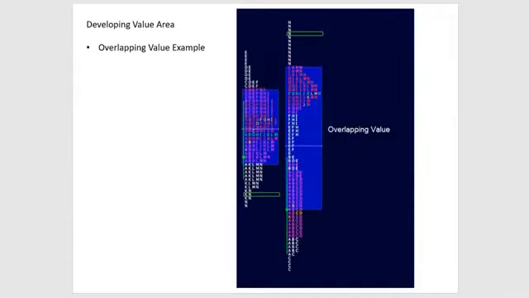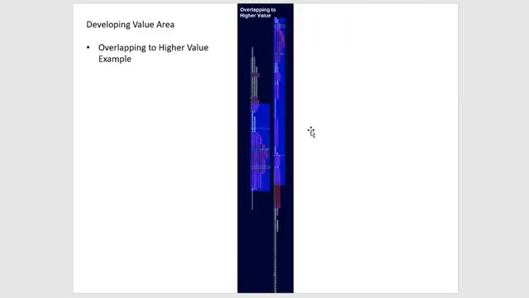Developing value area, okay? In this example, we see overlapping value. In other words, while price went above and below the day on your left, value is pretty much overlapping. So there's really no change in value, nothing to speak of. And that's the way we look at it. Rather than think about price, price is higher. The green circle or bubble up here, that's price. Price is higher. Value is overlapping. So it's a big distinction right there between price and value.